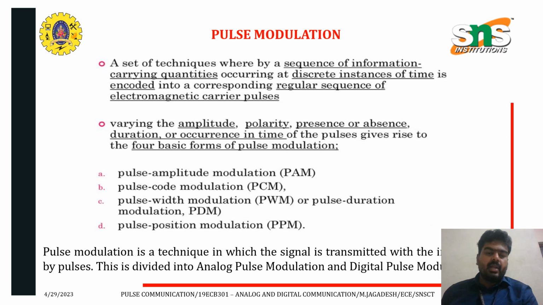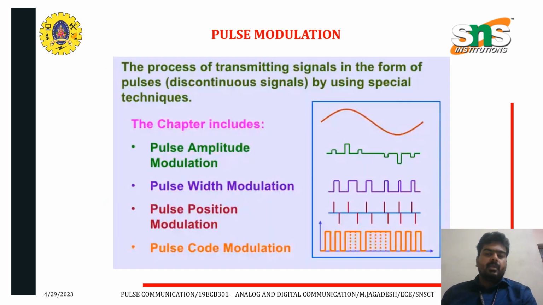Here, as I told already, there are several types of pulse modulation: PAM, PWM, and PPM. Varying the amplitude or polarity, presence or absence, duration or occurrence in time of pulses gives rise to the four basic forms of pulse modulation. And it is the process of transmitting signals in the form of pulses, that is a discontinuous signal, using special techniques, PAM, PWM, PPM and PCM. The corresponding waveforms are given in the slide.